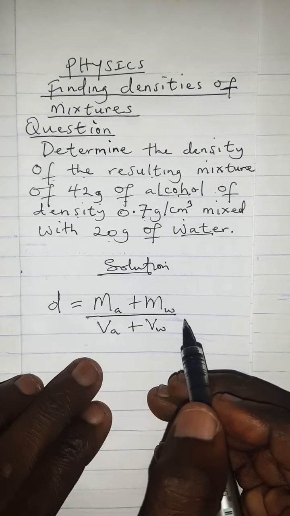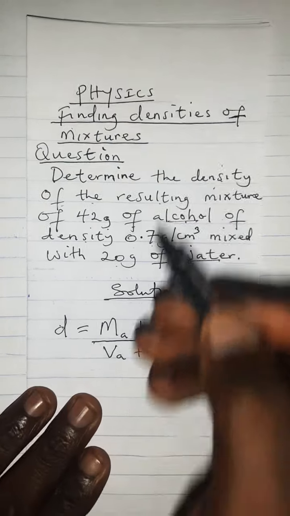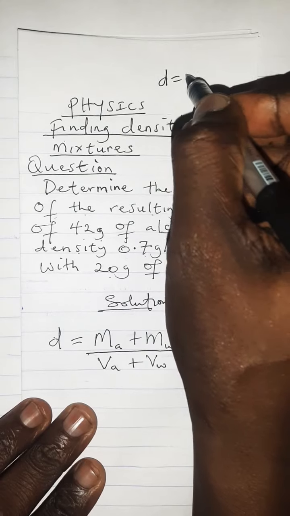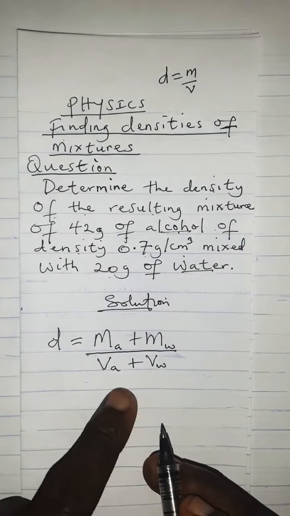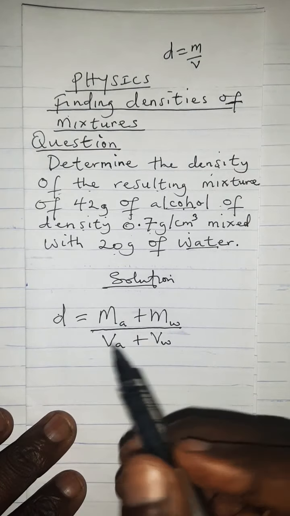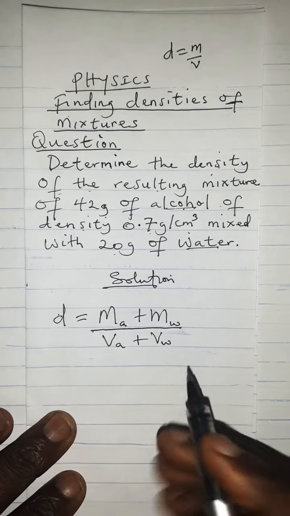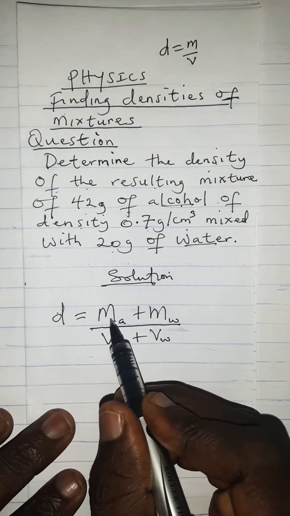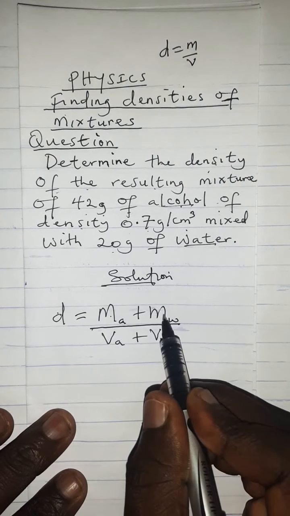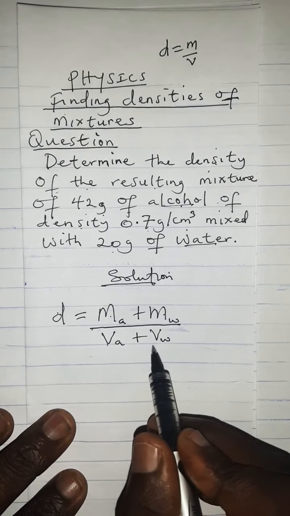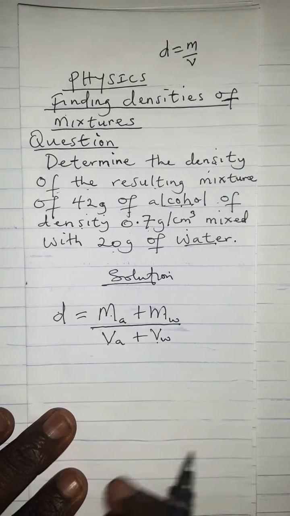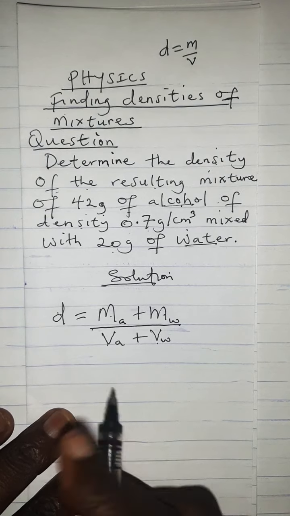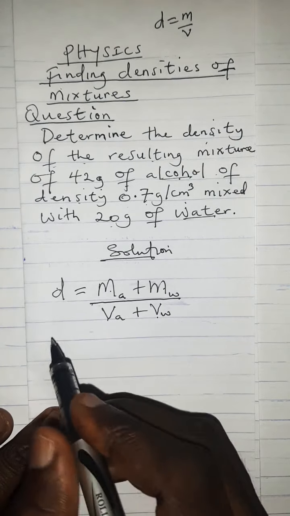We just stretched the formula a bit. Of course, we know the formula still stands at density equals mass over volume. So we just made it look this way to involve the alcohol and the water. So let's see if we have the mass of the alcohol, the mass of water, the volume of the alcohol and volume of water, so that we can easily just fix them in here and do the add up and then divide and get the overall density. So let's do the checking.